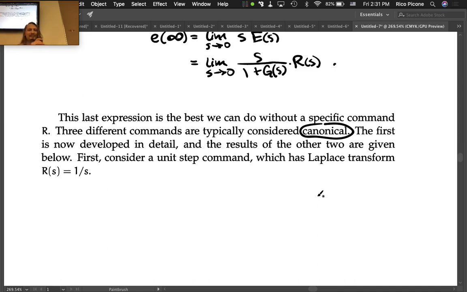The first is now developed in detail. So we're going to take one of our command functions, in this case a step function, and we're going to do some analysis with that. Now, the step function is convenient because it's a specific value. It's like you're saying, I want my robot arm to go to 30 degrees.